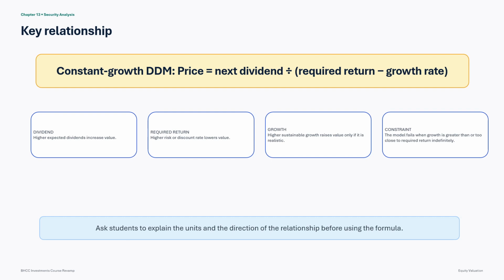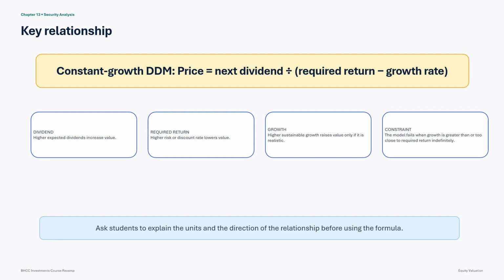The model assumes the company can grow forever at a stable rate. That makes it most appropriate for mature firms whose growth, payout, and risk have reached a sustainable condition. The difference between required return and growth is crucial. Suppose next year's dividend is $2.08. The required return is 9% and growth is 4%. The denominator is 5 percentage points, so estimated value is $41.60.